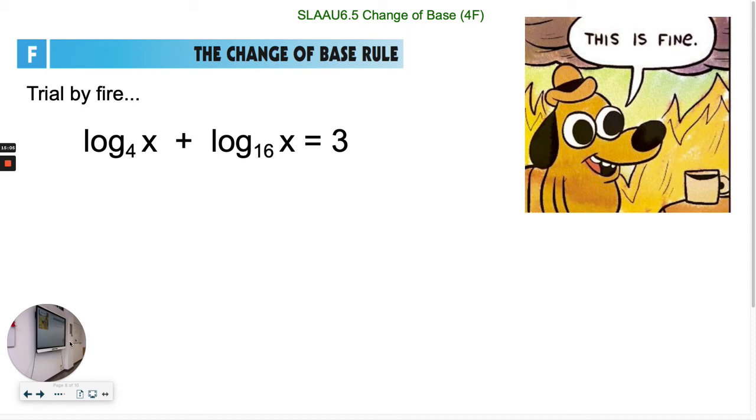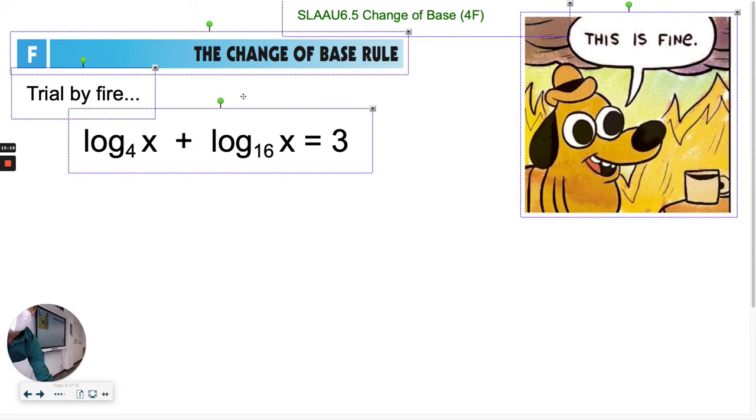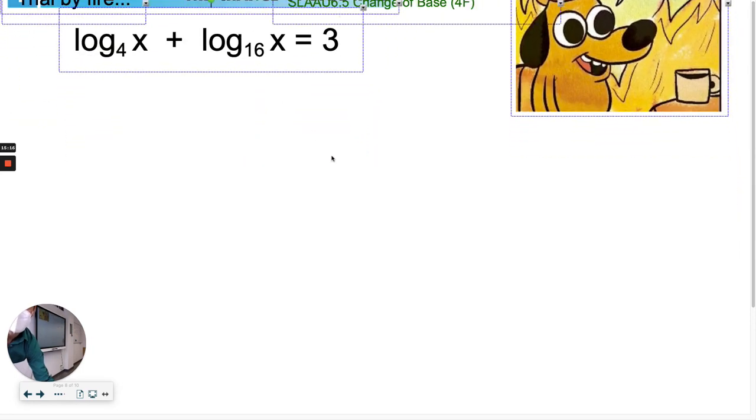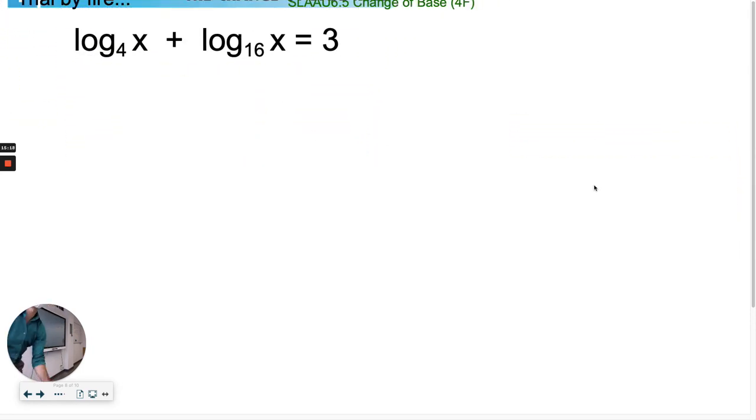So you can do natural log x over natural log 4, natural log x over natural log 16, and then multiply by 2 to get the same denominator. Genius. Cool. Should we go for natural logs? Yeah. So sweet, you can write fewer letters.